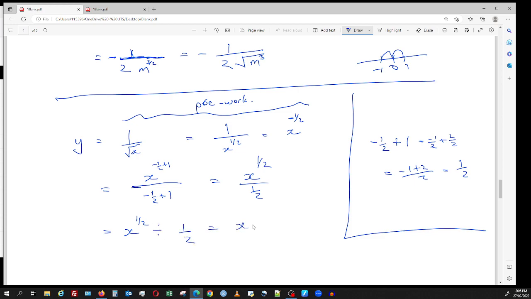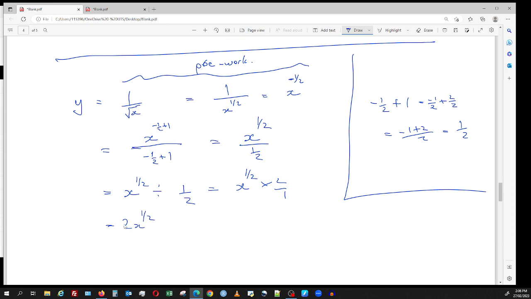is x to the half times 2 over 1. So we get 2x to the half, and finally we get 2x to the half is 2 times the square root of x. So that's our integration, and if it is an integration up and under, then we'll put a plus c on it. Okay. So the gymnastics that we use is considerable.